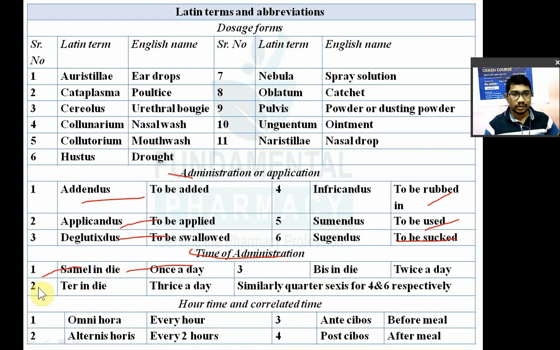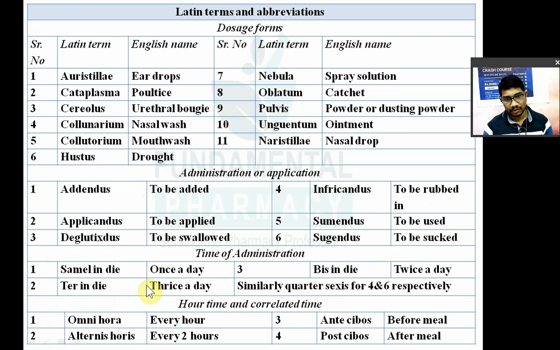Twice in D means twice a day. Thrice in D means thrice a day. Quarter in D means four times a day. Six is in D means six times a day. This tells you how many times you have to take the medicine. Semel in D once a day, bis in D twice a day, ter in D thrice a day, quarter in D four times a day.